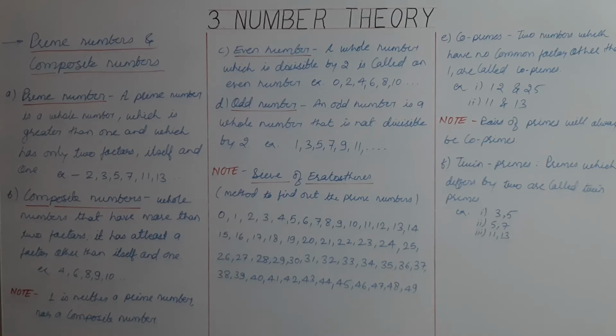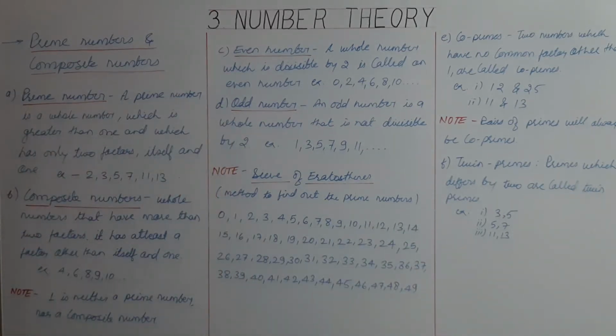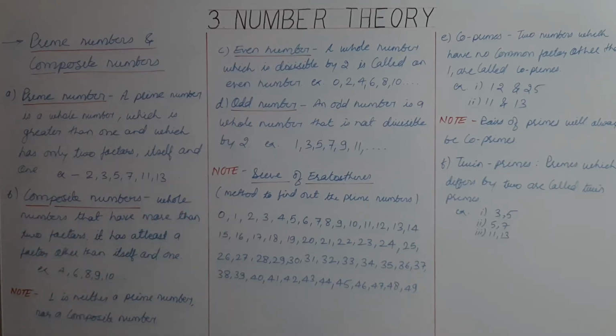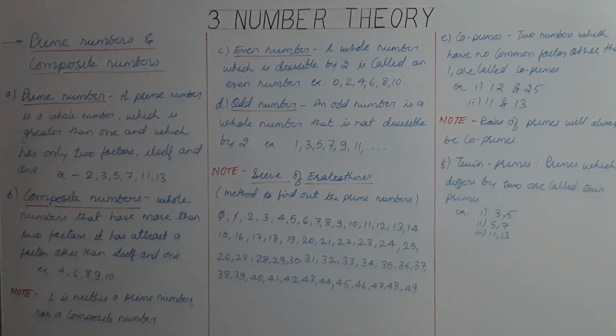Next, the sieve of Eratosthenes. It's a method to find the prime numbers between two numbers or for a given range. First, write the set of given numbers. Say we are trying to find all prime numbers between 0 and 50, or less than 50. So please write all the numbers from 0 to 50, or 0 to 49. Then in the next step, cross out 0 and 1, because 0 and 1 are not prime numbers.